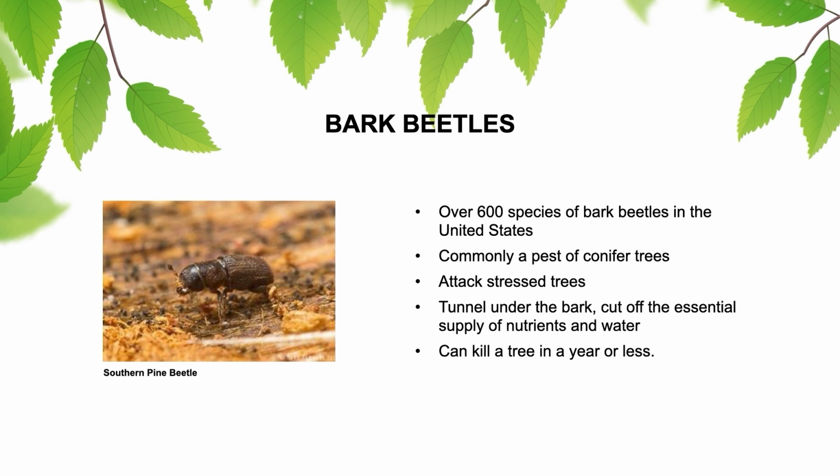They tunnel under the bark of the host tree, creating S-shaped galleries. This damages the tree's vascular system, which interferes with the movement of essential nutrients and water throughout the tree. Bark beetles are capable of killing a tree in less than 1 year if left untreated.